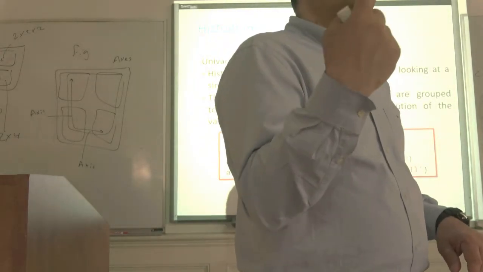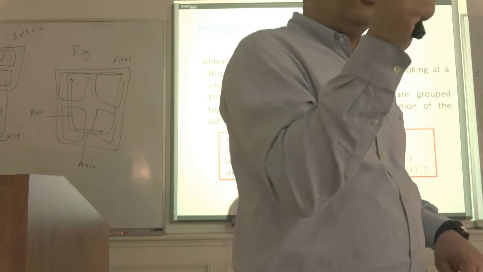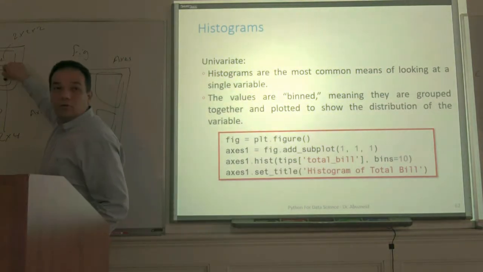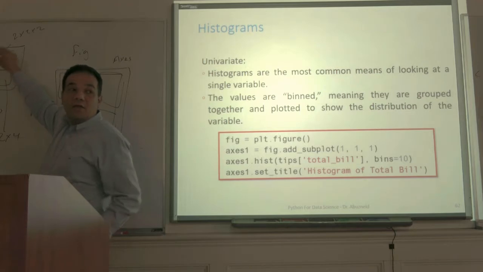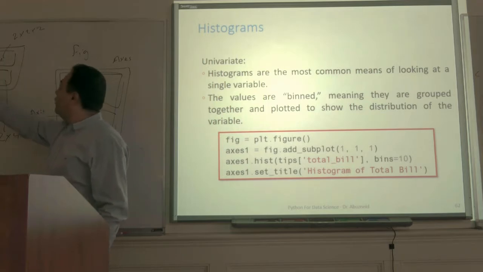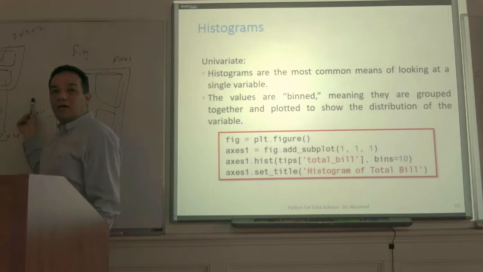If you make it 2 by 2, how many plots could you have? 4. 2 by 2, like here. If I make it 3 by 3, 9. And that's how we number them. Let's say 3 by 3. It will be 1, 2, 3, 4, 5, 6, 7, 8, 9, right?